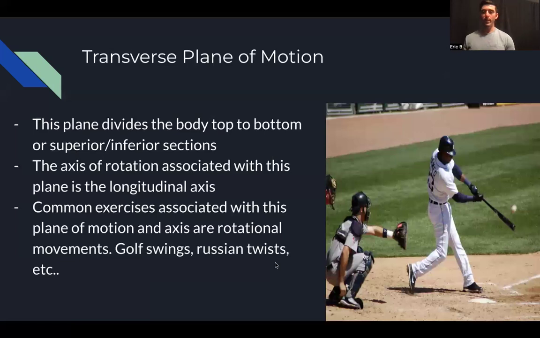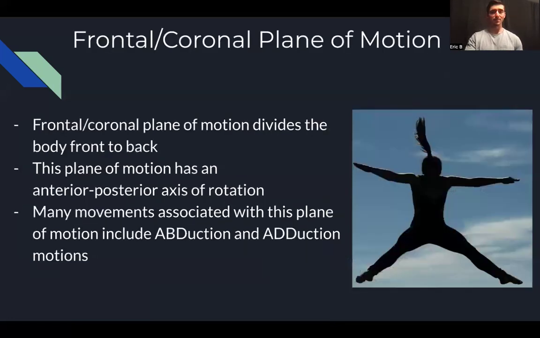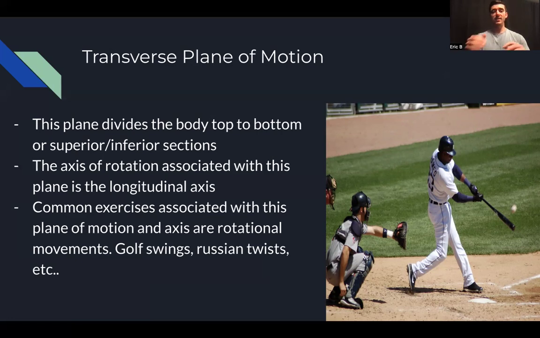Next up, we have the transverse plane of motion. This typically divides the body from top to bottom or superior to inferior. The axis of rotation associated with this plane of motion is the longitudinal axis of rotation. If you were to take a line and basically go like this, kind of similar to the sagittal plane of motion, except this is the axis of rotation. If you were to take a line that went straight down the midline of my body like this, and we were to do exercises that involved rotation, so if you look at my hand here, think about it this way, electric current going down here, and then the electromagnetic field wrapping around.